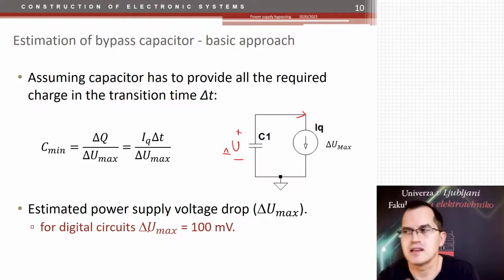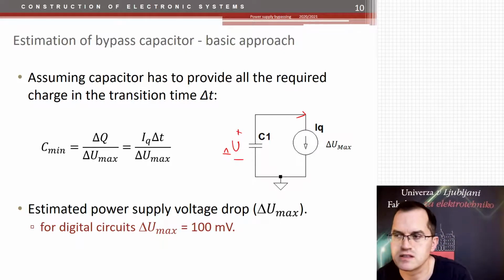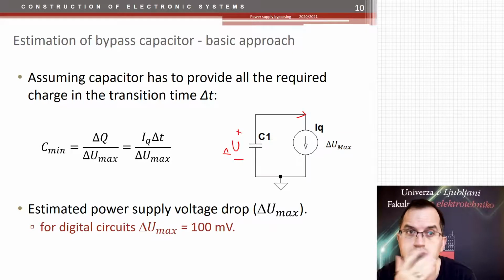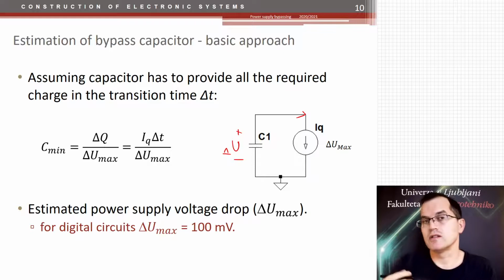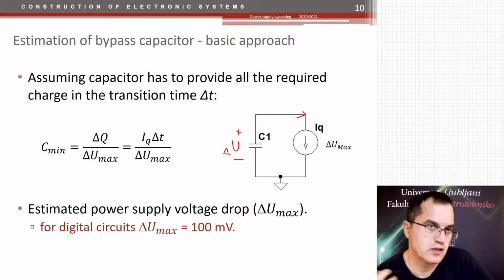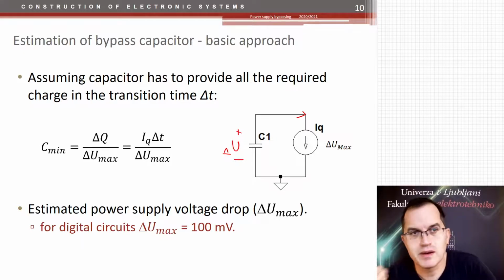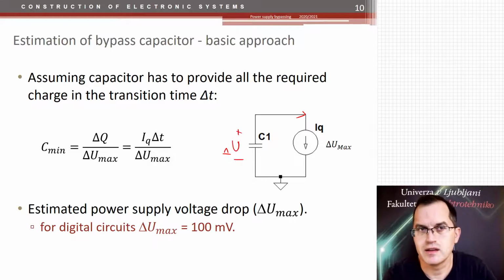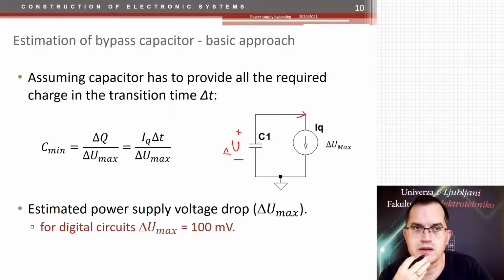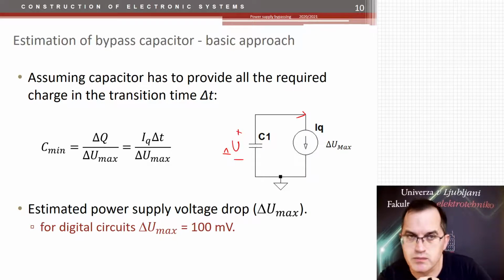And we say, for example, for digital circuits, the maximum voltage drop allowed would be in the range of 100 millivolts. That would still allow the digital circuit to operate properly, but it may not be enough in terms of the noise on the power supply voltage, which could be even much less and should be even much less. But let's say we are now speaking barely about the operation of the microcontrollers.